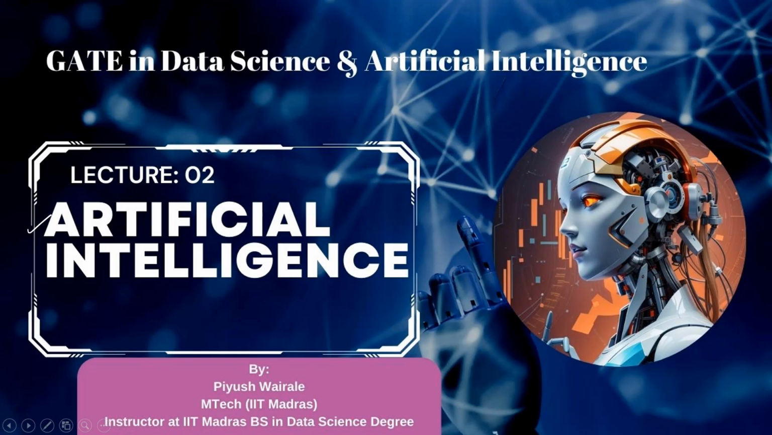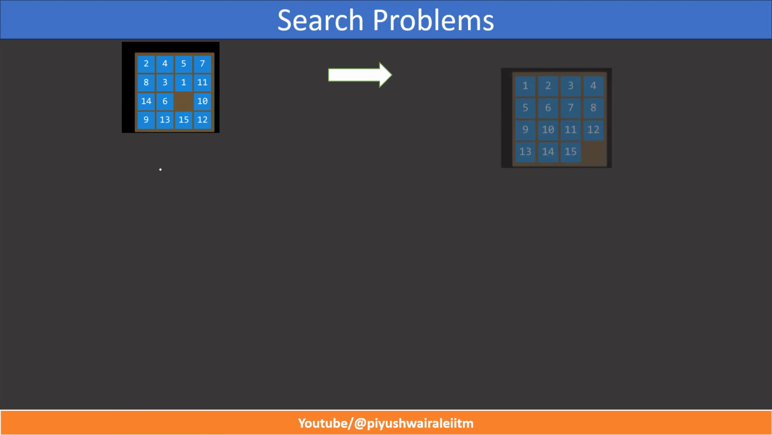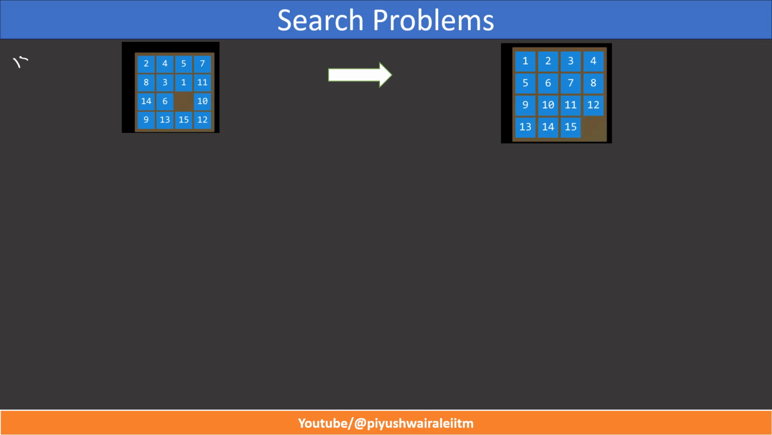We'll try to revise the concept that we discussed in the first lecture, that is basically a search problem, an introduction to a search problem. Now this is the 15 puzzle game, right? Suppose an AI agent is playing a game. So what is an AI agent? We have discussed all this in the last lecture.